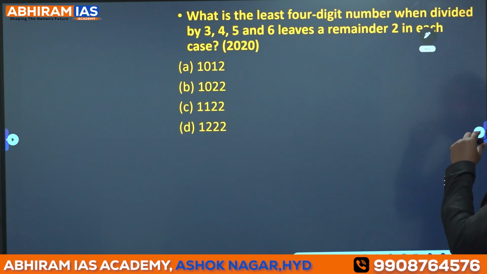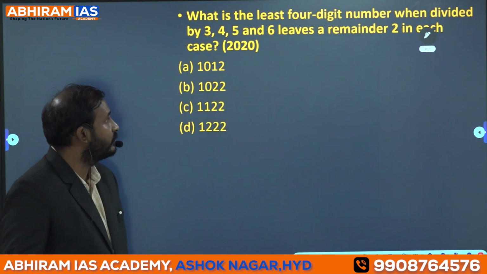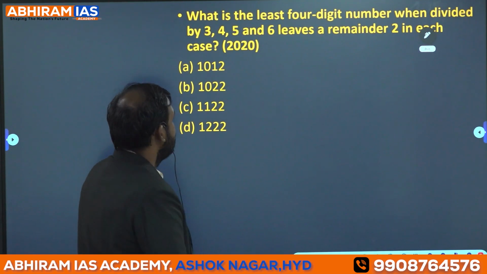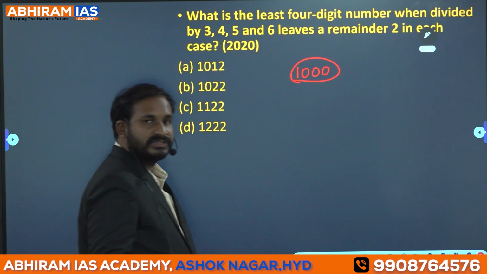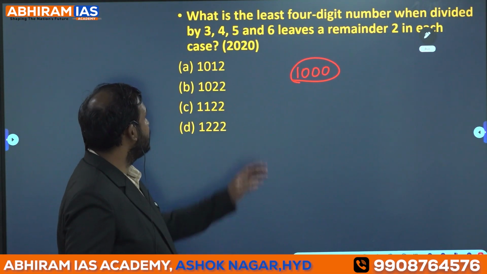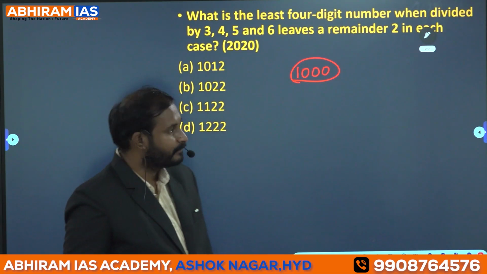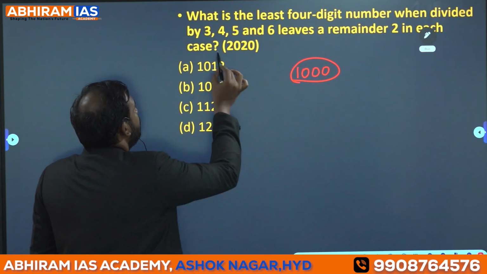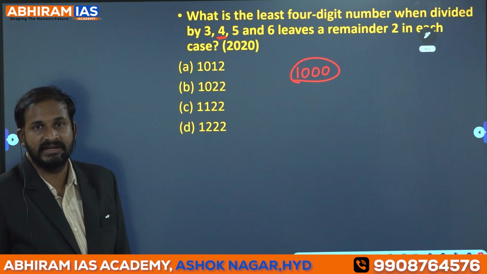Next, what is the least 4-digit number which when divided by 3, 4, 5 and 6 leaves a remainder 2 in each case? Now see here students, what is the least 4-digit number? 1000. You can do this one in 2 ways. One is by option verification, which you can do very simply. See here, 3, 4, 5 and 6, it should leave a remainder 2. 1012, we don't know whether it will leave remainder 2 or not. But 1012 is exactly divisible by 4, right?